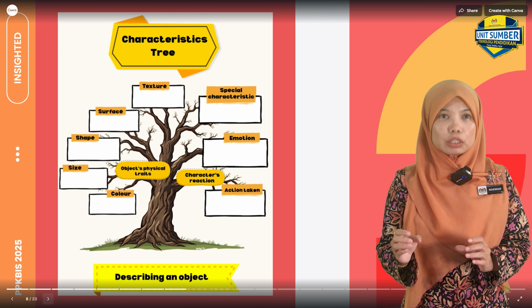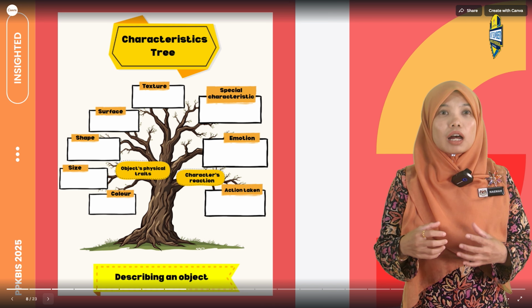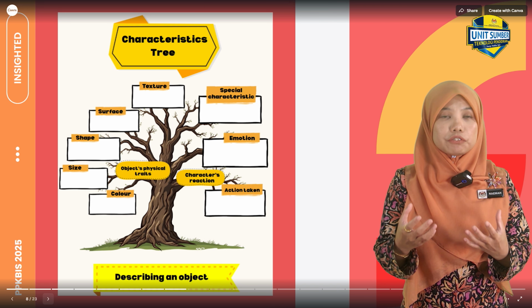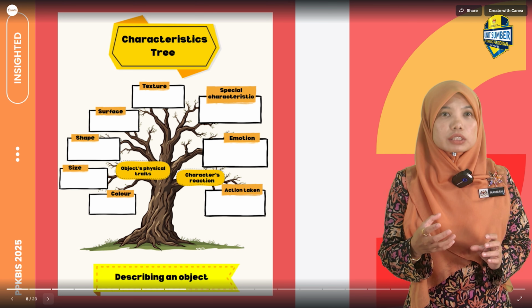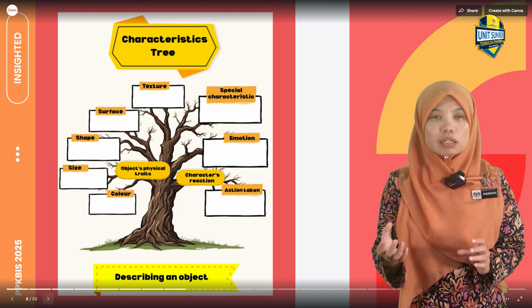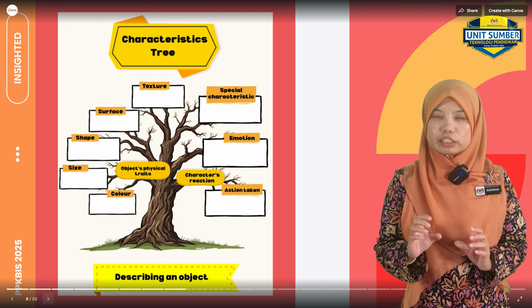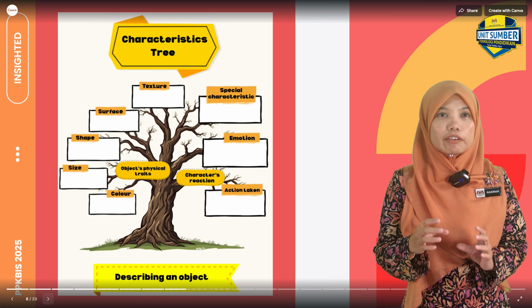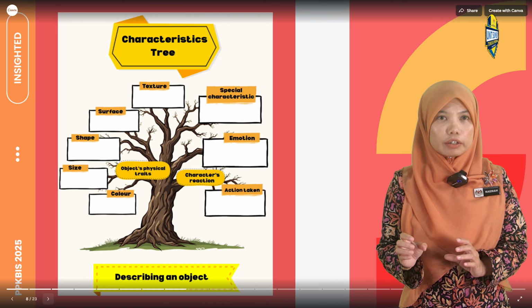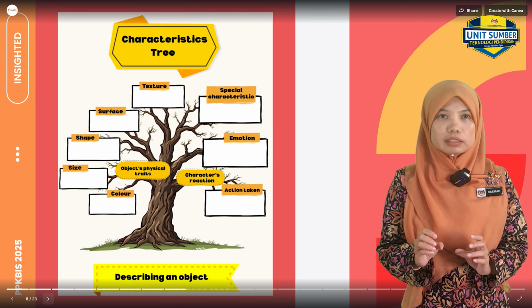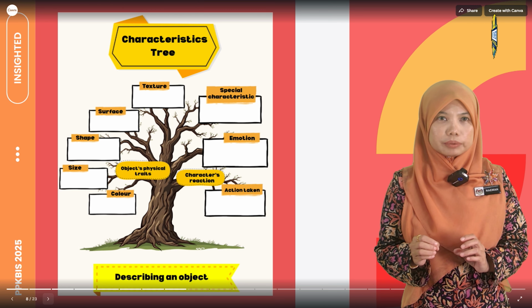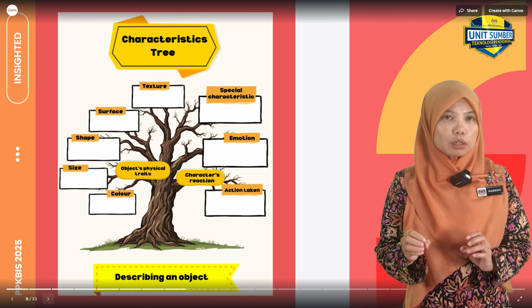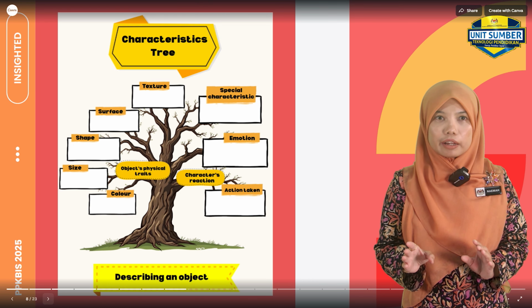For this reaction, the character's reaction is in terms of emotion. How was the character feeling when he or she looked at the object? Was he or she mesmerized, amused, scared, or intrigued? And then the character's reaction also focuses on the action taken by the character. What did he or she do after looking at the object? Did they pick up the object or just leave it there?